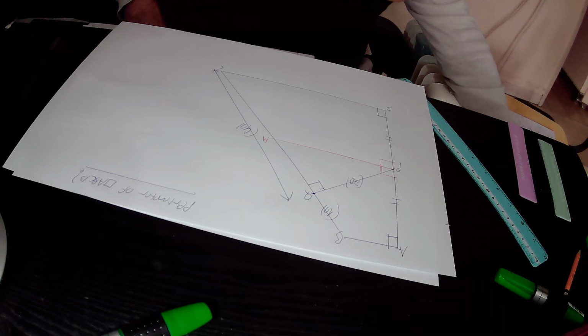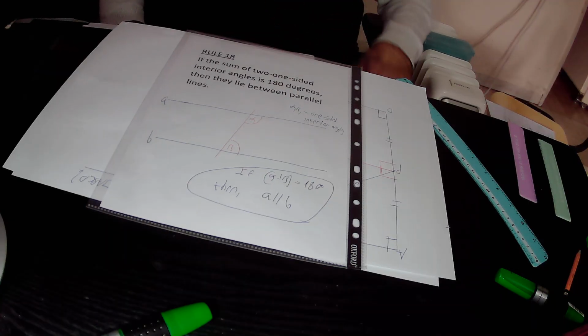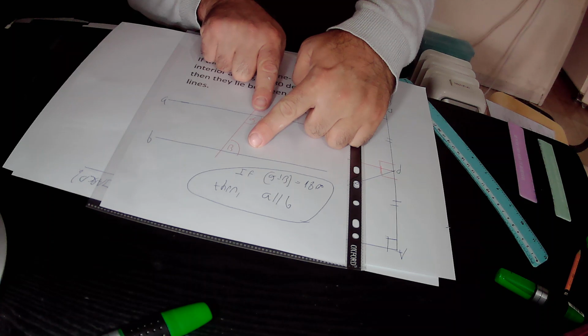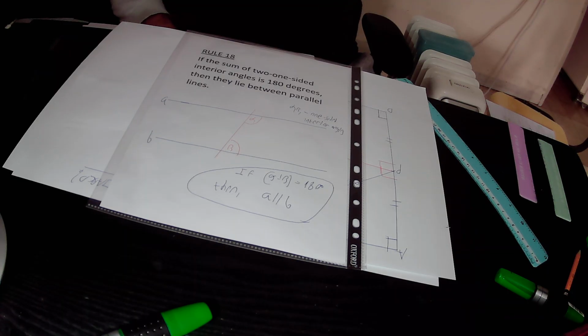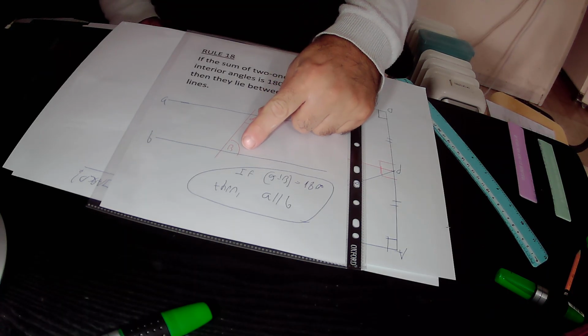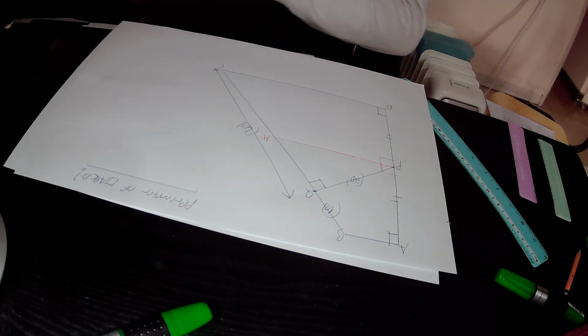Here we can implement rule 18. Let's repeat quickly on rule 18. According to rule 18, if the sum of two one-sided interior angles is equal to 180 degrees, then they lie between parallel lines. In the drawing, those two angles, alpha and beta, are defined as one-sided interior angles. So if alpha plus beta equals 180 degrees, then those two one-sided interior angles are located between parallel lines. That is to say, line A is parallel to line B. So you can actually implement rule 18 in our drawing.